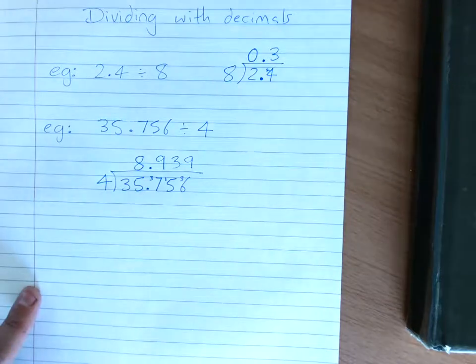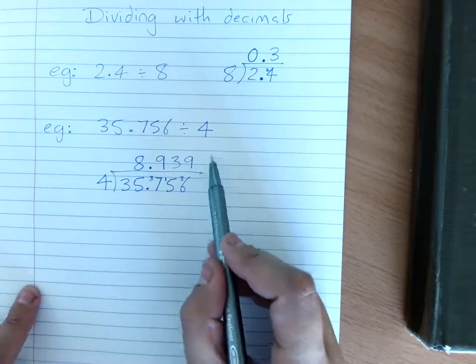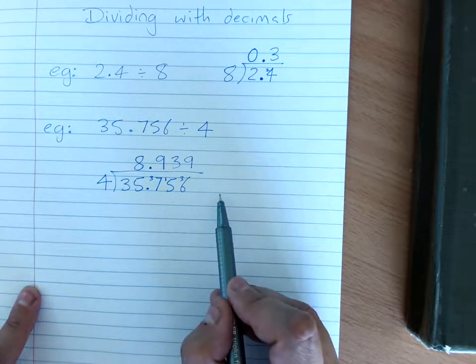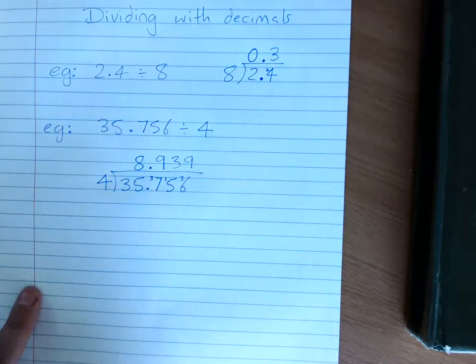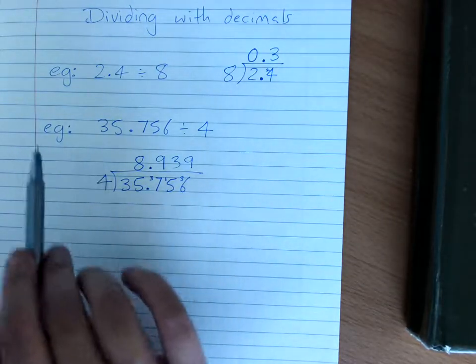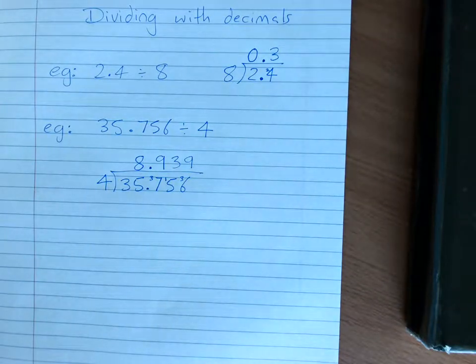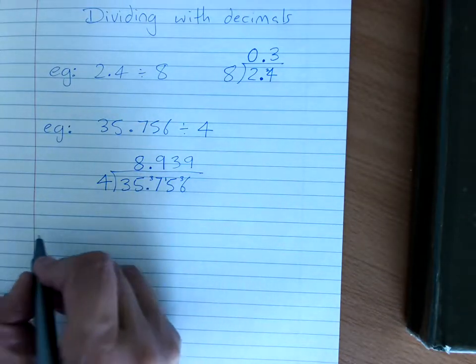9. No remainder. Now, if there was a remainder on this one and we've run out of digits, what could I keep putting down? 0. Zeros until I got bored or found something that finishes. So that's how we divide. Exactly the same as we normally would, just remembering our decimal point.